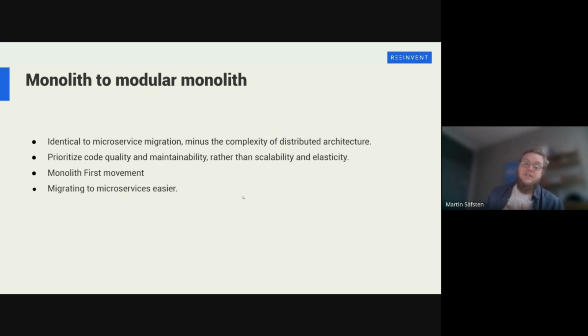And the monolith first movement is a really good thing that I really want to sell with this talk. There is a man called Martin Fowler, which is a big name in software engineering and software architecture in general, and he is a big champion of the monolith first approach. And I'll talk a little bit more about him later here.